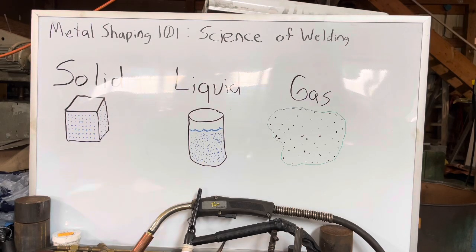When we first talked about metal shaping, we talked about the 5 things that we could do to a piece of sheet metal in order to make a part. And one of those things is joining. Well, let's talk a little bit about the science of welding. I think for me, it helps to understand the fundamental science that allows us to be able to do it.